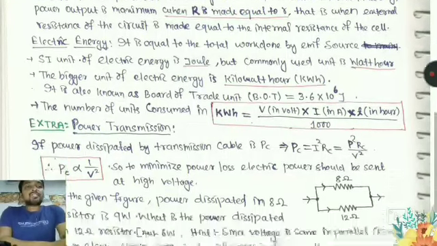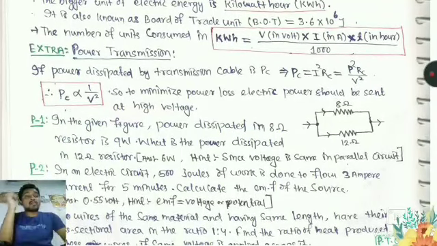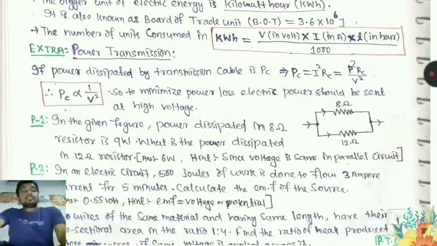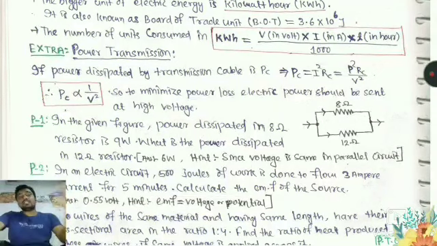Okay, then we go to power transmission. We require to minimize the power loss in transmission. So to minimize the power loss, the electric power should be sent at high voltage. We get this formula from P loss proportional to 1 by V square. So to minimize the power loss, the electric power should be sent at very high voltage.